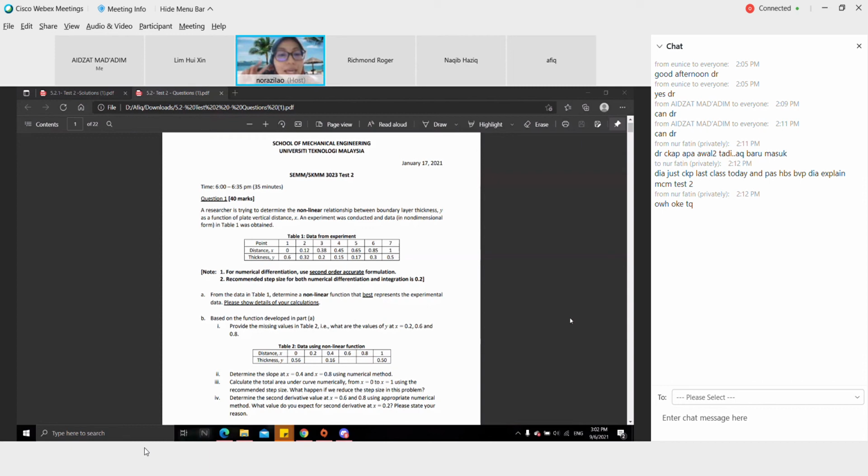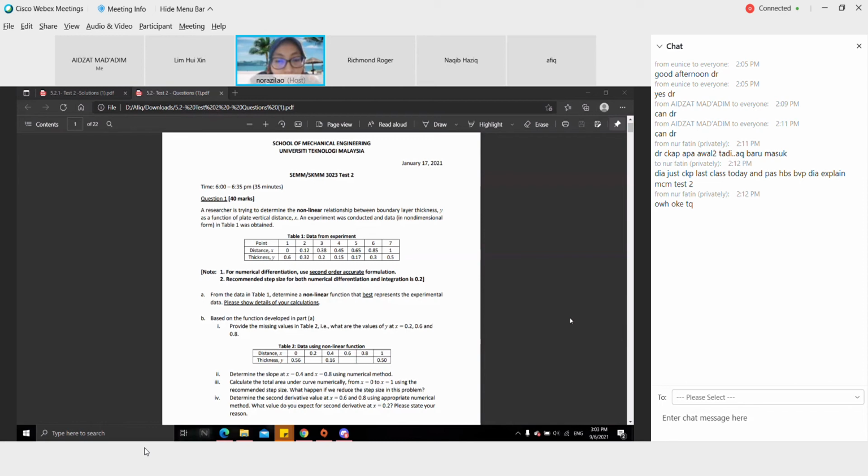So please remark that O(h^2) is a second order accuracy formula. Okay, and note number 2. Recommended step size for both numerical differentiation and integration is 0.2. So it is clearly mentioned, you must use 0.2. Okay, the recommended step size, you must use 0.2 for your curve fitting, for your numerical differentiation step. Okay, it's consistently 0.2 even though your data is random. Okay, understand? That is the notes. Question A.